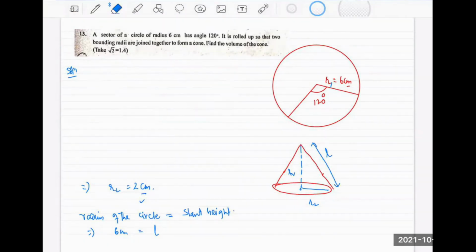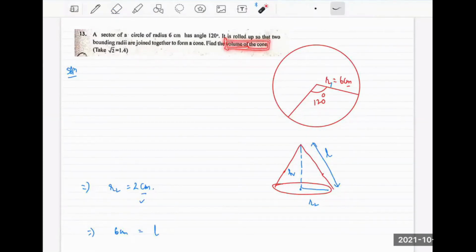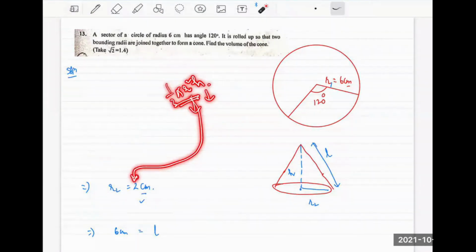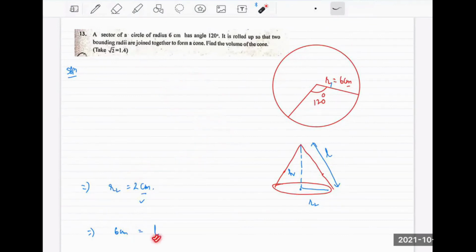All right then. Now we have got the radius and the slant height, right? But when we want to find the volume of the cone, it will be 1 by 3 pi r square h. We need the radius and height. The radius is here, all right. R2 is the radius of the cone, right? But height we don't have. We have the slant height instead.